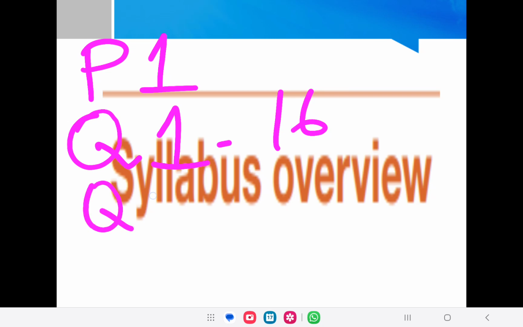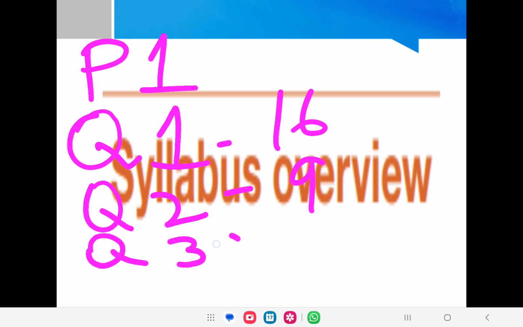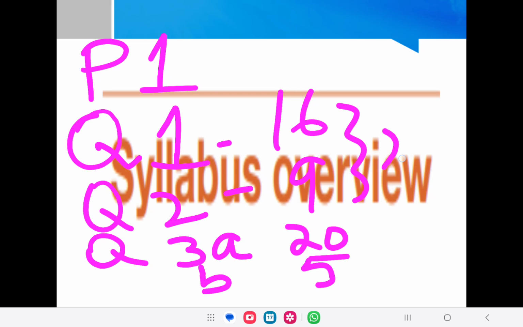We have question number 2. Question number 1 is comprehension task. Question number 2 is use of language task. It has 9 marks. Question number 3A is summary task. It has 20 marks. And question number 3B is short response. It has 5 marks. That is a complete breakup of P1. 25 plus 25. That makes it 50 marks.